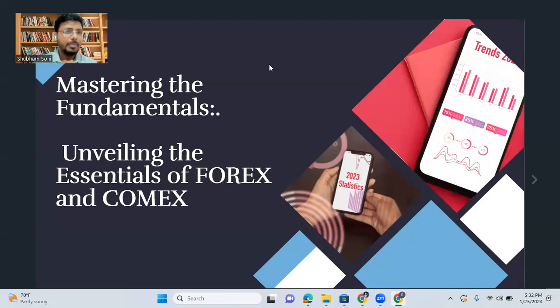In this training program, we will be learning about and understanding the fundamentals and essentials of Forex and Comex market. This training program will help you understand how the Forex market works, what the basics are, and some important aspects of Forex and Comex market.